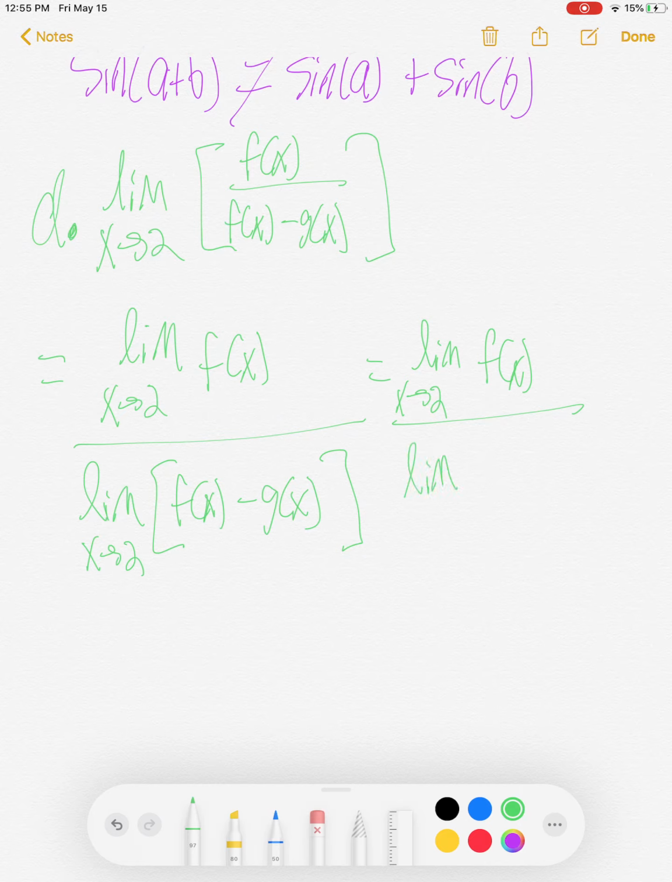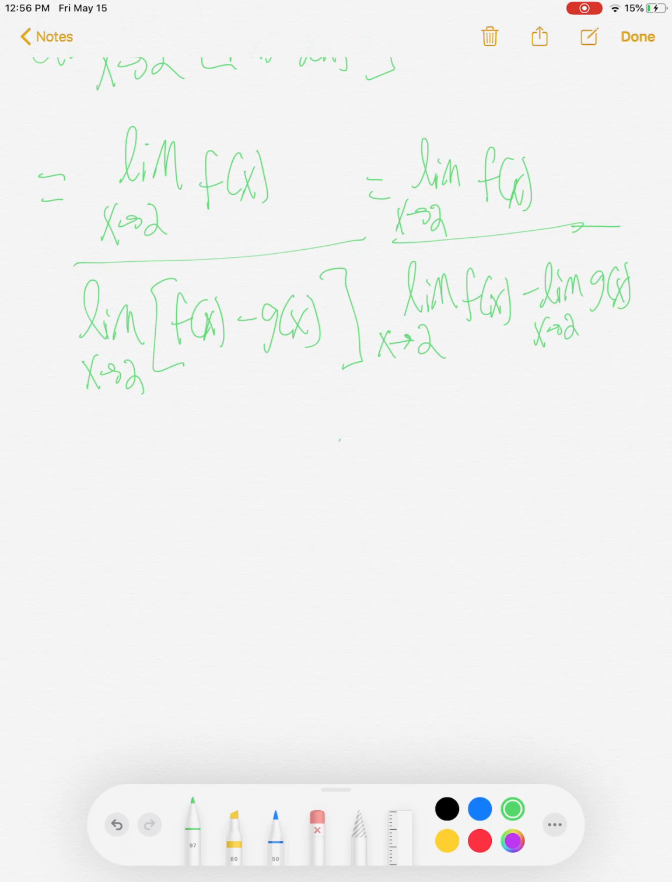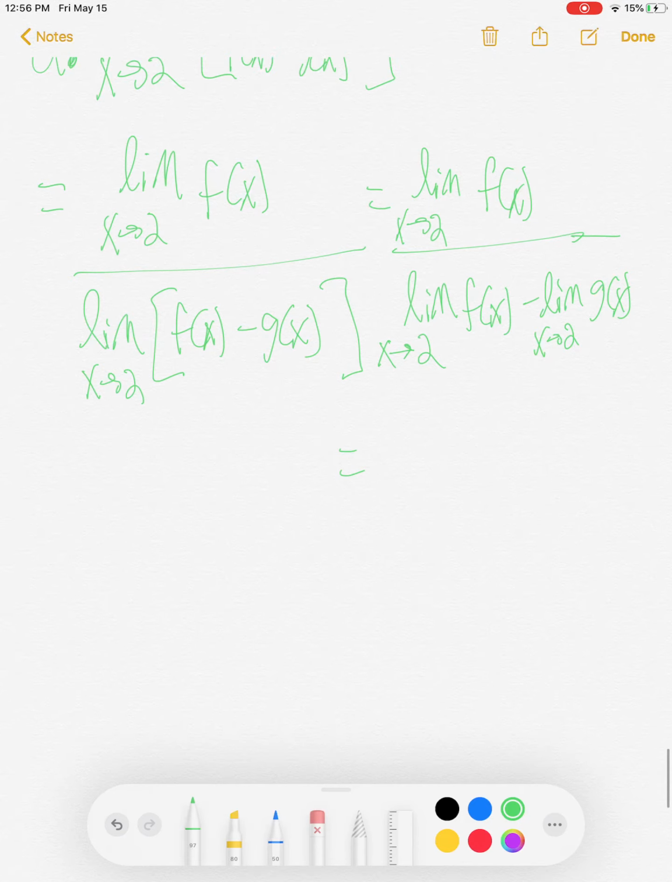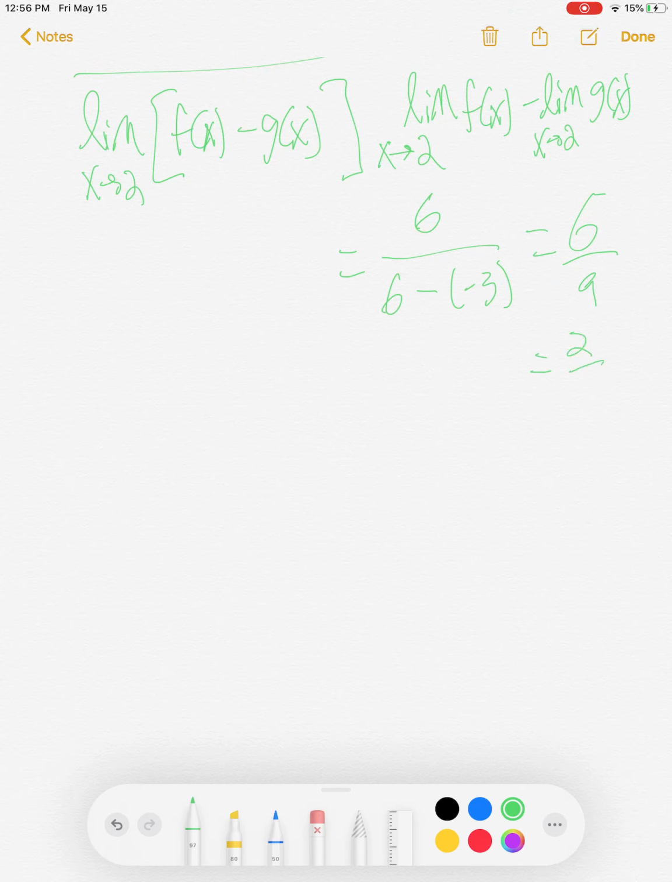Well, now my denominator, just as we did with addition, we can distribute this limit to each function. G of x. And this, my friends, comes out to, okay, well, the numerator is 6. The denominator is now 6 minus a -3. So that gives me 6 over 9, or 2/3.